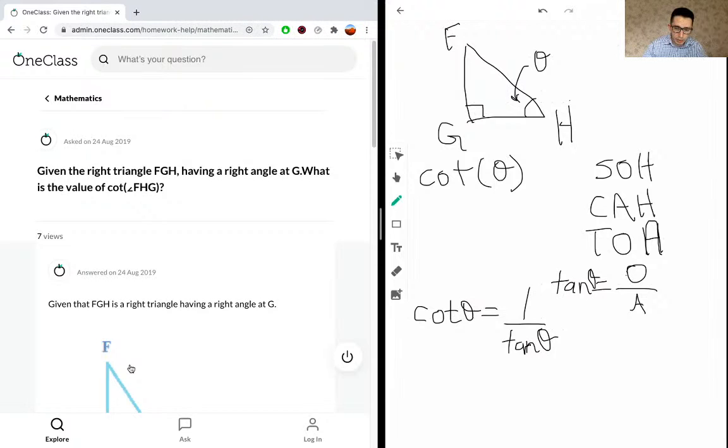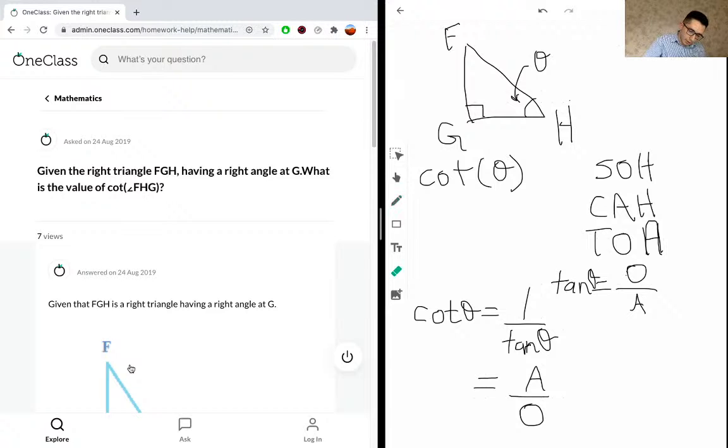So knowing this, we can right away see, okay, we have tan theta defined. We can just substitute it into the cotan theta equation, and we find that cotan is adjacent over opposite. So we have adjacent side over opposite side.